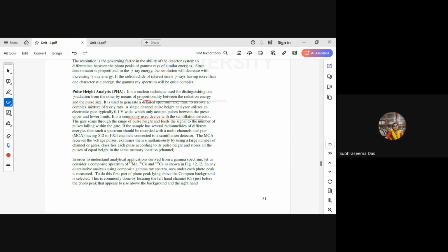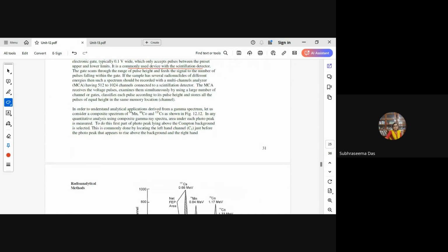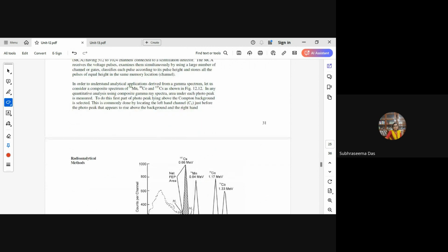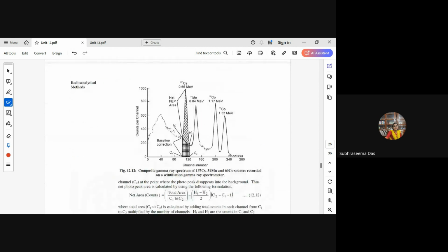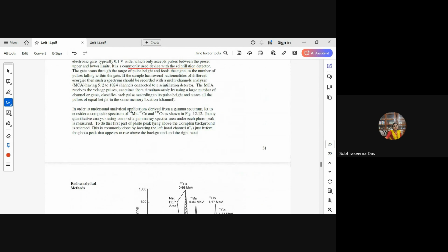From this difference in the upper and lower limit, we can find out the pulse height analysis in a scintillation detector. In order to understand the analytical applications of the gamma spectrum, let us look at the figure shown in figure 12.12. Here it is a composite gamma ray spectrum that consists of cesium 137, manganese 54, and cobalt 60, and we can see various peaks indicating the different radioisotopes.